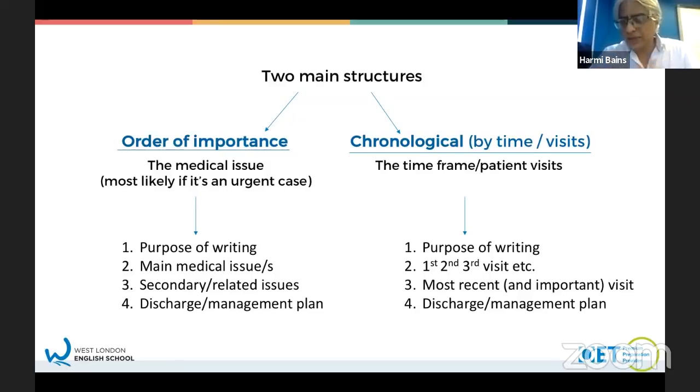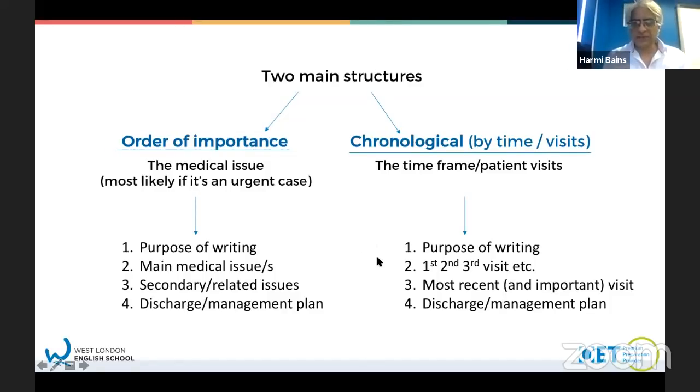And it really depends on the letter, on the case notes, whether you're going to combine visits together or you might have 1 visit for each paragraph. It really depends. Here you can see in the second paragraph, I've actually combined the first, second and third visit. So you go back and you come forward in time. And then your last visit will be the most recent visit. And again, the fourth paragraph, you'll notice, is quite similar. You're dealing with elements of the discharge plan or the management plan. So we're going to have a quick look at these two structures.